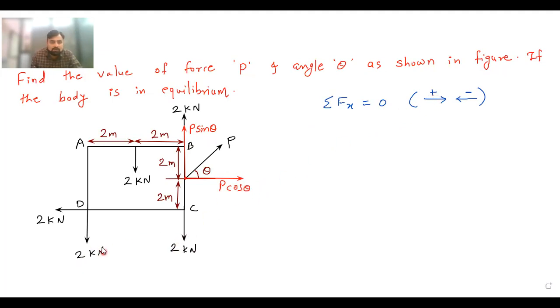This is also vertical, this is also vertical, this is also vertical, and this force 2 kN is moving towards left. So I will write the equation over here. The equation is P cos theta minus 2 is equal to 0. There is no other force which is contributing over here. So therefore P cos theta is equal to 2. This is my equation number 1.